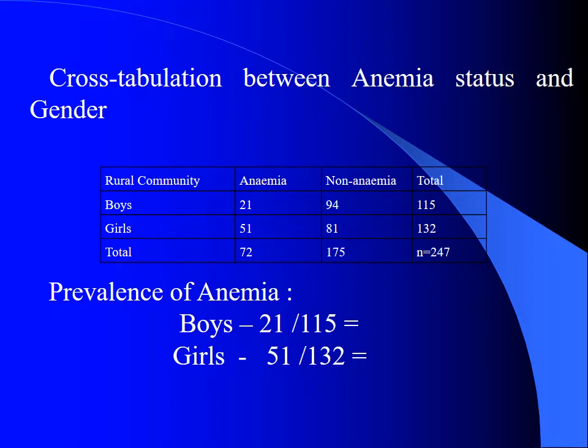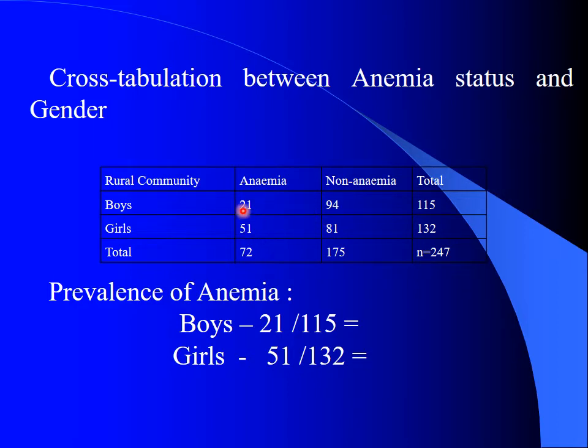We talked about how to generate a two-way table when we have anemia, yes, no, and a factor, boys and girls, or some factor present or absent. So in this case, total anemia are 72 and non-anemia are 175. Total boys are 115 and girls are 132. So out of 115, 21 boys are anemic, and out of 132, 51 girls are anemic.